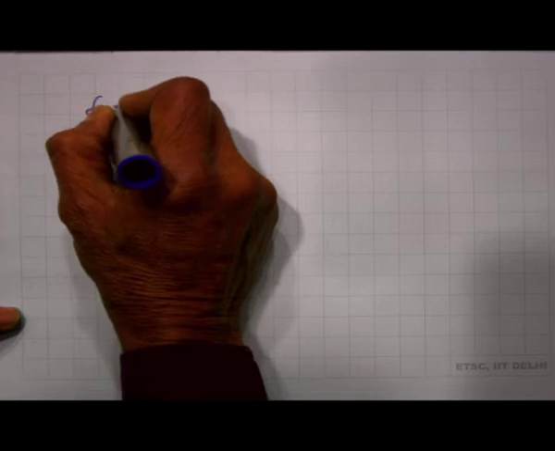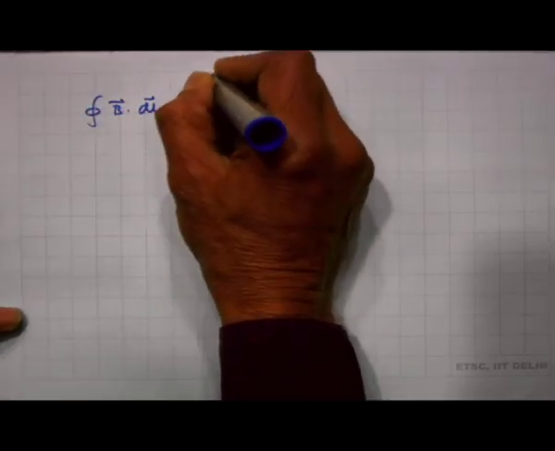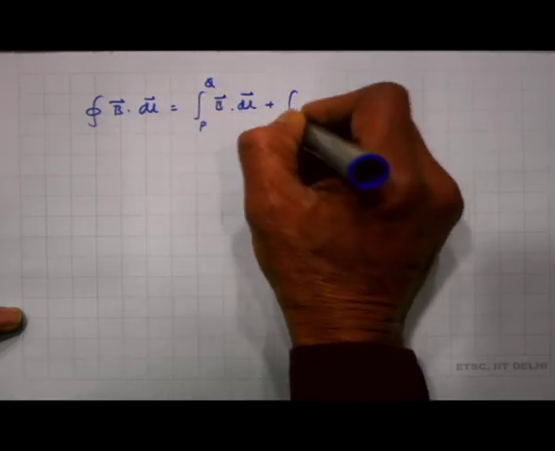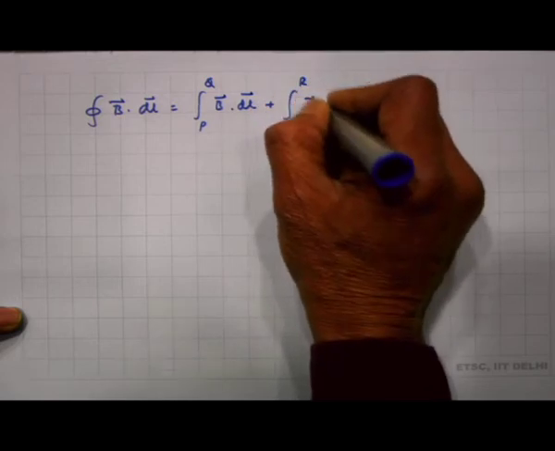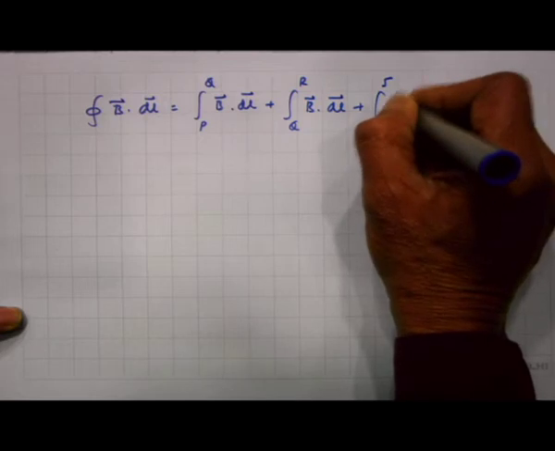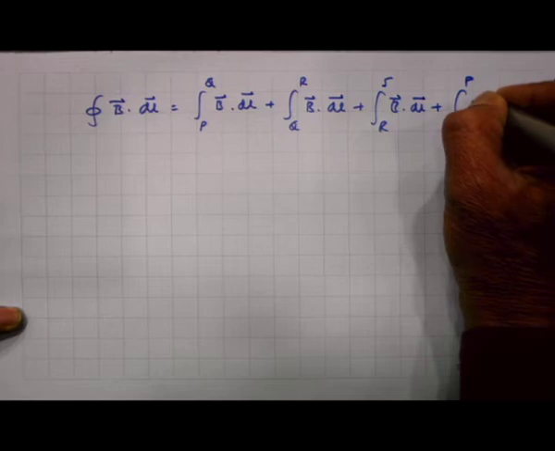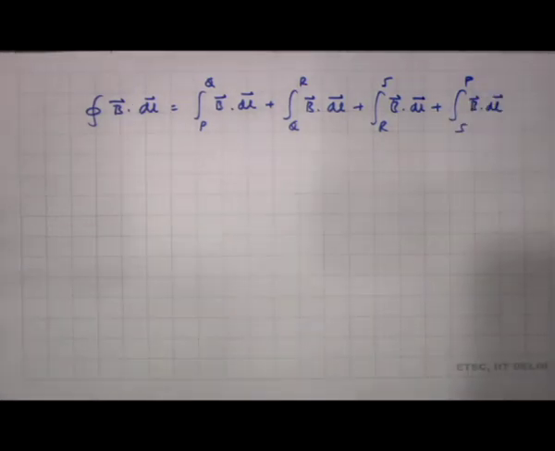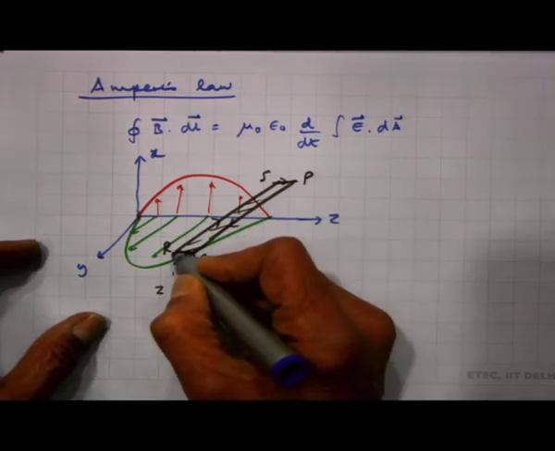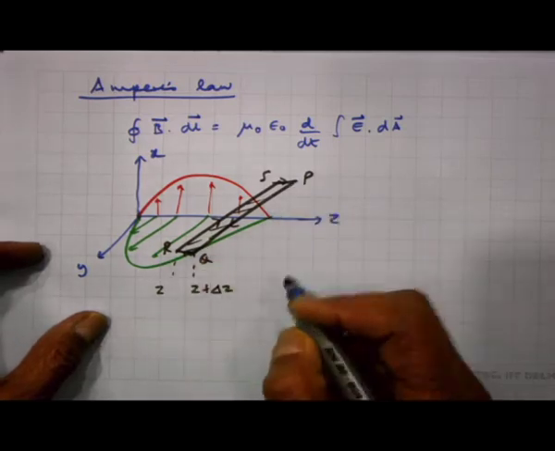Integral B dot dl, again, is P to Q B dot dl plus Q to R B dot dl plus R to S B dot dl plus S to P B dot dl. That is a complete loop.